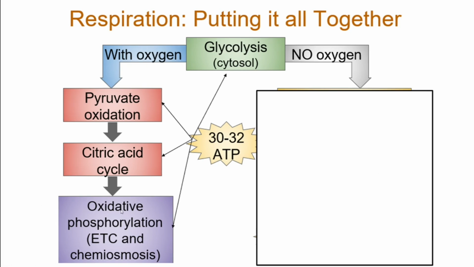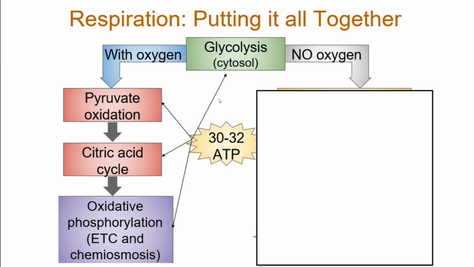All right, so here's kind of a flow chart of everything that we've been talking about so far, starting with glycolysis. Remember in the beginning, I was talking about how after glycolysis, you have to have oxygen in order to go on to the next step. So this is with oxygen right here. Then we did all of these steps: pyruvate oxidation, citric acid cycle, and oxidative phosphorylation, which is basically these two parts, the electron transport chain and chemiosmosis. And then we got this many ATP.